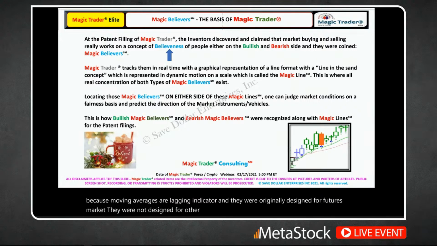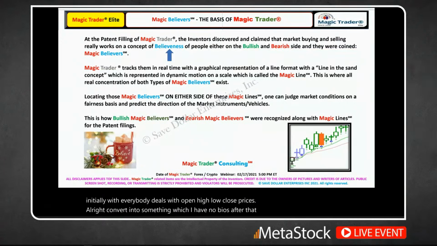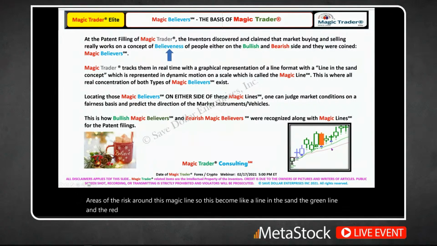So basically, I took a different route, and initially everybody deals with open, high, low, close prices, but I convert that into something which I have no bias after that. So software can independently handle all the areas of the risk around this magic line. So this becomes like a line in the sand, the green line, and the red line also works as a stop level. So that's about it. That's the beauty about this software.